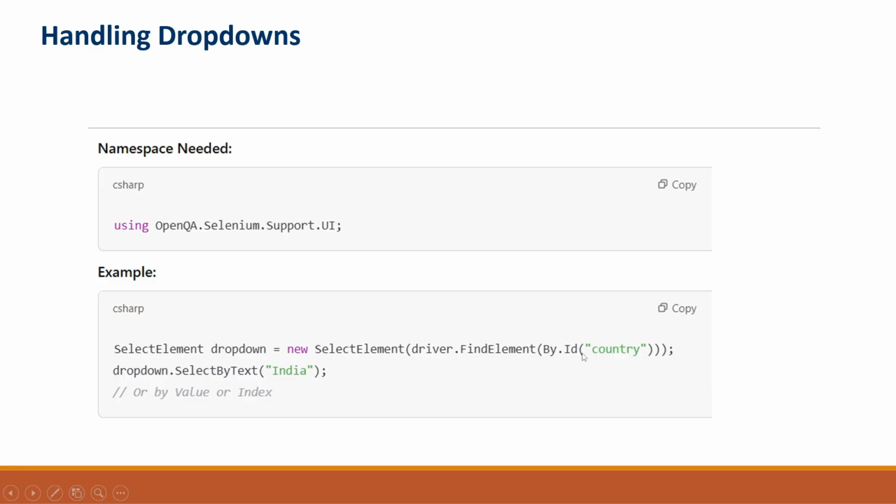Based on your dropdown, you need to inspect and locate the element. I find the dropdown web element, a country, here using the ID. Then on that object you call SelectByText. You can use three methods: SelectByText, SelectByValue, and SelectByIndex. Three methods we can use for selecting a dropdown value. I will demonstrate how to use them on a real website in upcoming videos.